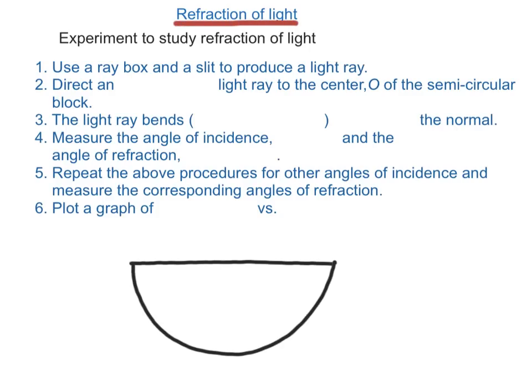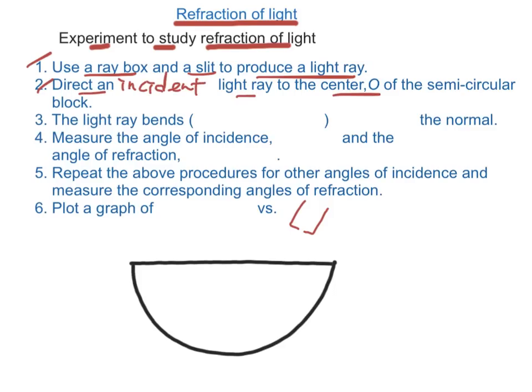Refraction of light. Experiment to study refraction of light. First, use a wave box and a slit to produce a light wave. Second, direct an incident light to the center O of the semicircular box.